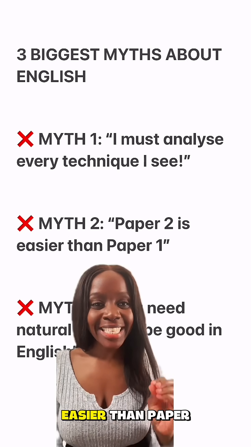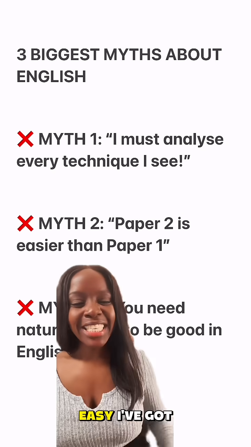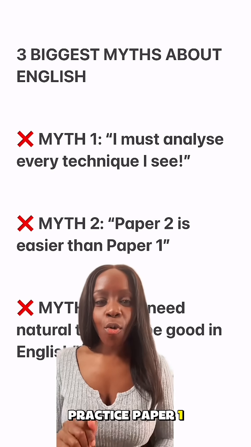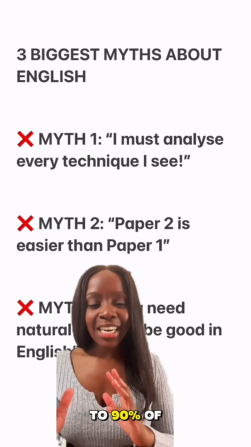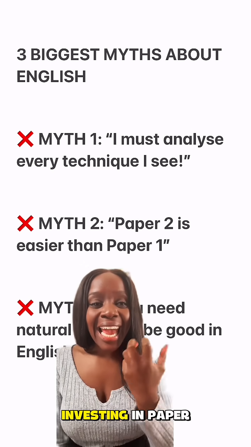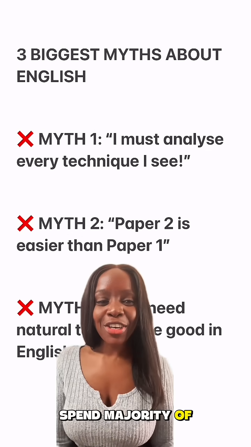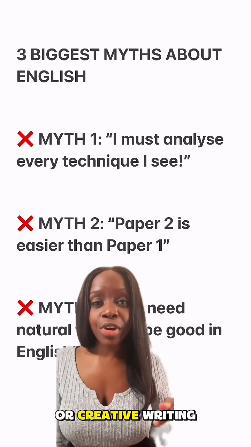Myth number 2, and this has many GCSE students in a chokehold: Paper 2 is easier than paper 1. "Oh, paper 2 is easier, I've got that in the bag. I'm going to focus on creative writing though. I need to practice paper 1." Lots of students spend 80 to 90% of their time investing in paper 1 practice. And even of that time, they spend the majority of it only on descriptive or creative writing.